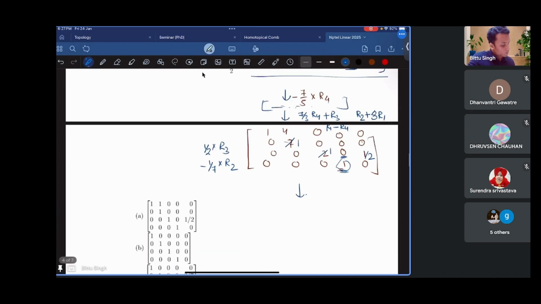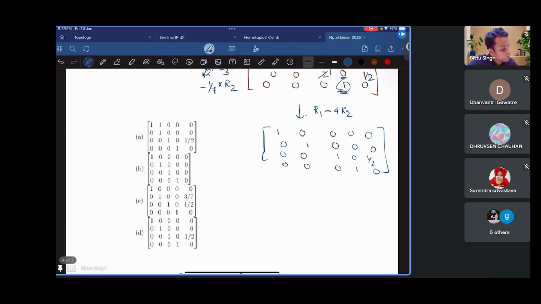Okay, now what will be the last step? To cancel this 4, we do the operation R1 minus 4 times row 2. Therefore, it will become 1, 0, 0, 0, 0, and after that 0, 1, 0, 0, 0, 0, 0, 1, 0, half, 0, 0, 0, 1, 0. So now we can see that all the leading entries in every row are 1.